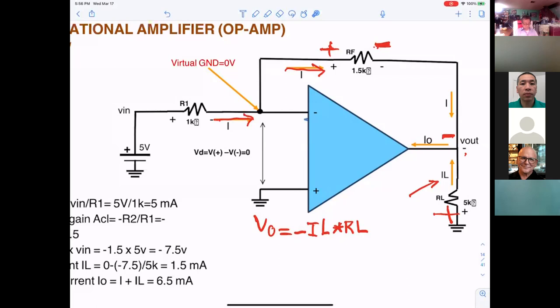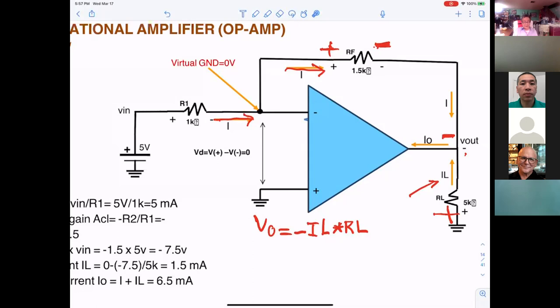VN times minus RF over R1. Now, hold on, okay? VL will be measured from the output here to the ground, right? So that's why you get the negative, so that's why minus IL times RL. However, we cannot use this formula to calculate the VL. The thing is, RL is a load, and it can be varied. So we have to find another way to do the calculation.